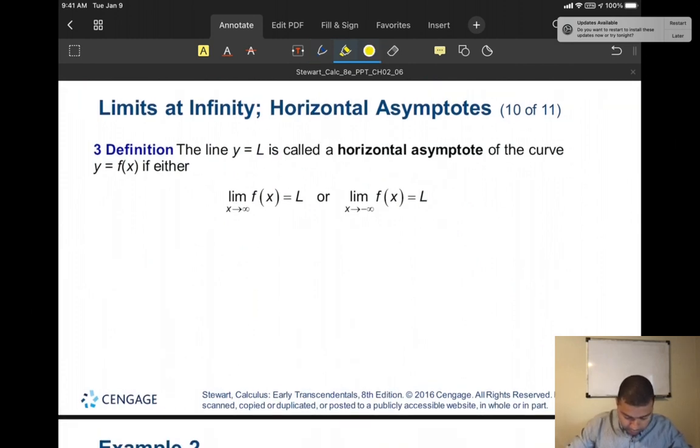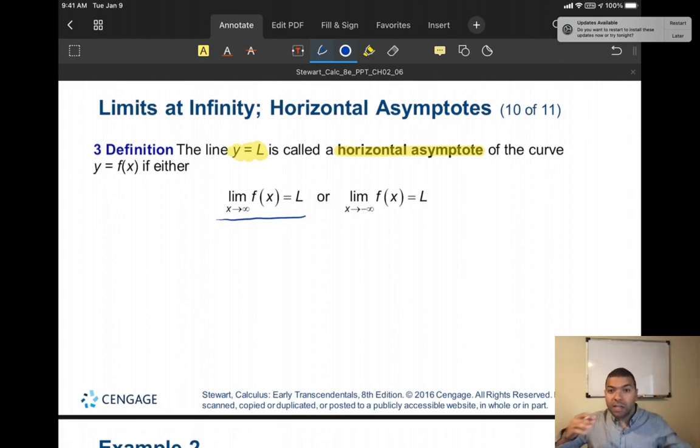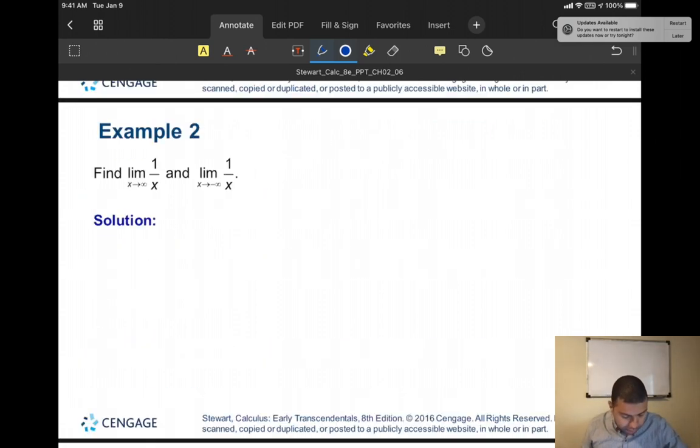We say that y equals L is a horizontal asymptote if one of these two things happens: either the limit as x goes to infinity of f of x equals L, or the limit as x goes to minus infinity of f of x equals L. So that means we can possibly have two horizontal asymptotes in a graph, one on the right, one on the left. We can have none if neither of the two limits exist. Or we can have one in case both limits are the same. So let's take a look at examples.